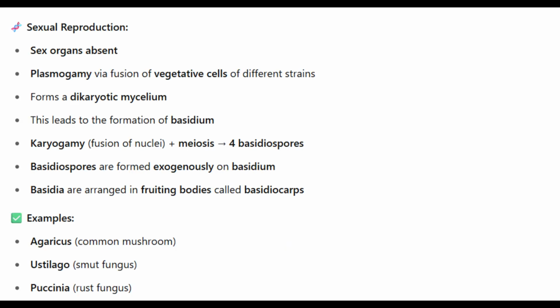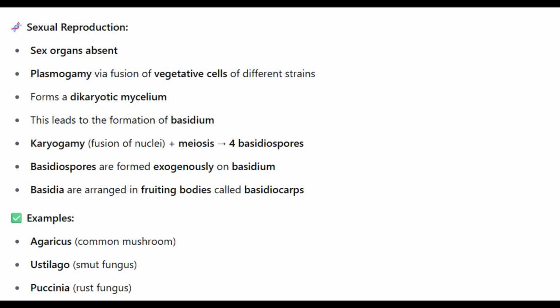Vegetative reproduction occurs via fragmentation. Sexual reproduction: sex organs are absent. Plasmogamy occurs via fusion of vegetative cells of different strains, forming a dikaryotic mycelium. This leads to the formation of the basidium. Karyogamy, the fusion of nuclei, plus meiosis produces basidiospores, which are formed exogenously on the basidium.